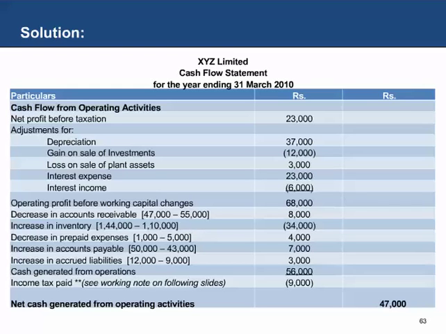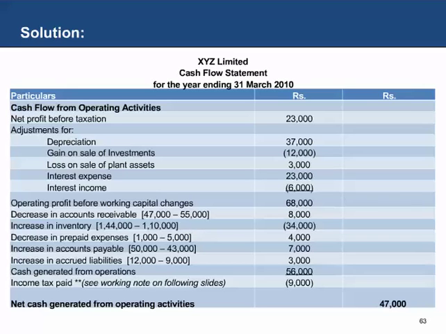Now the income tax paid, we'll see this working later, is 9,000, but for your understanding it's the same thing. It's the income tax provision during the current year plus the opening balance of income tax provision less the closing balance of income tax provision, which will give you the cash outflow due to income taxes paid during the year. Thus the net cash generated from operating activities is 47,000.